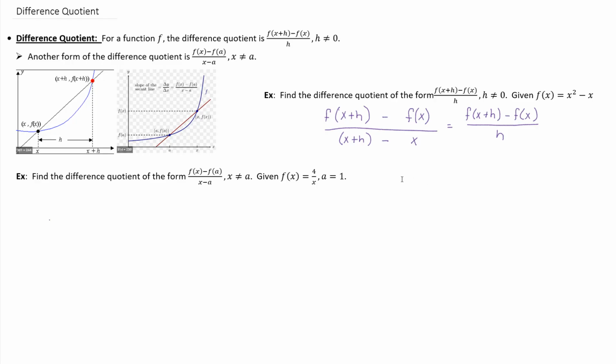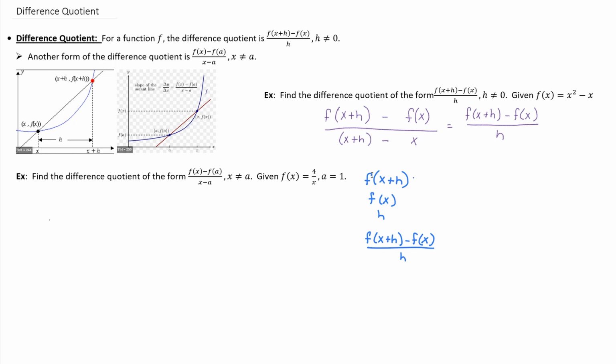Now let's go ahead and take a look at a specific example where our f of x is x squared minus x, and we're wanting to find the difference quotient in this particular form. So if we're trying to find the difference quotient, we need our three pieces of the difference quotient, which are f of x plus h, f of x itself, and h. And then ultimately we're going to plug that into the difference quotient formula, which is f of x plus h minus f of x over h. But we have to get those three given pieces first.